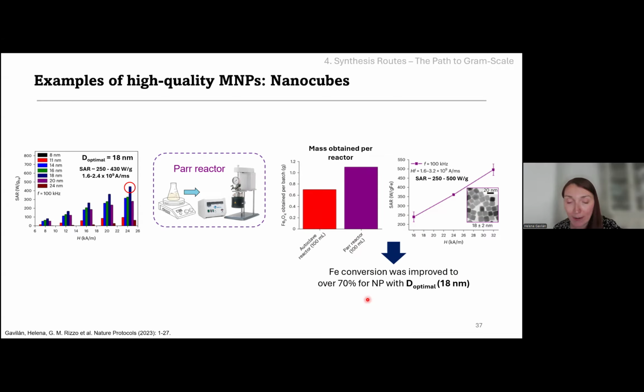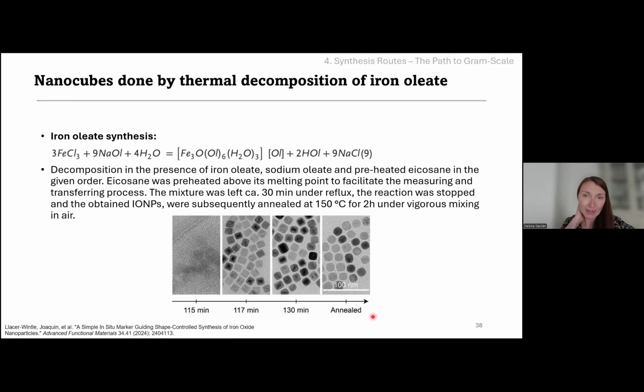In the end, our best result was an iron conversion over 70% with an optimal size of 18 nanometers. So we consider that this is the optimal size. Let me also clarify that by thermal decomposition, so far I have mentioned iron acetylacetonate, but there are other precursors that you can use, like iron oleate. Iron oleate is commercial, but normally the chemist will produce it in the lab. So you first synthesize the iron oleate and then you decompose it.